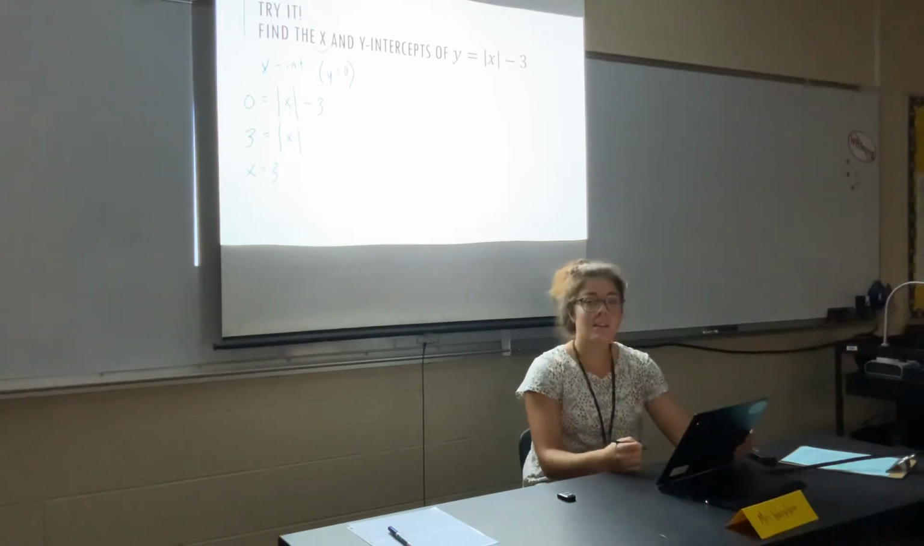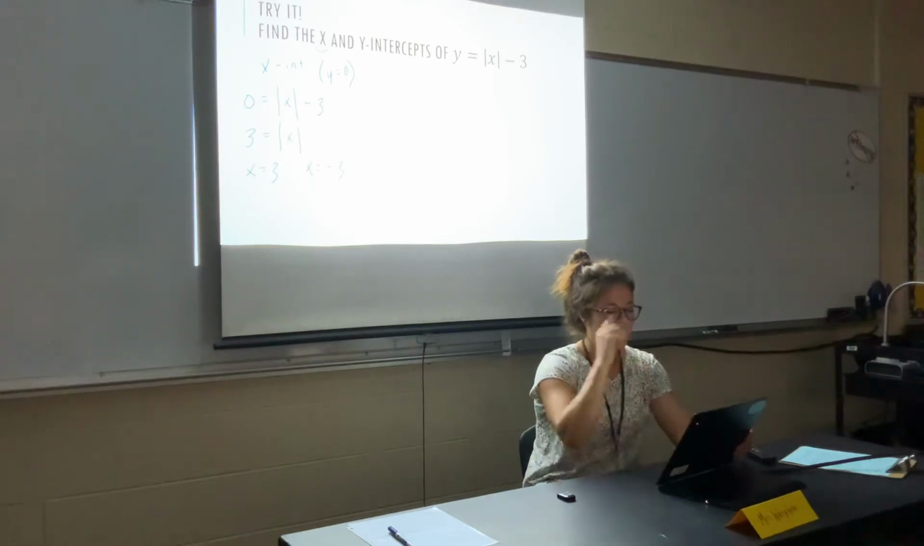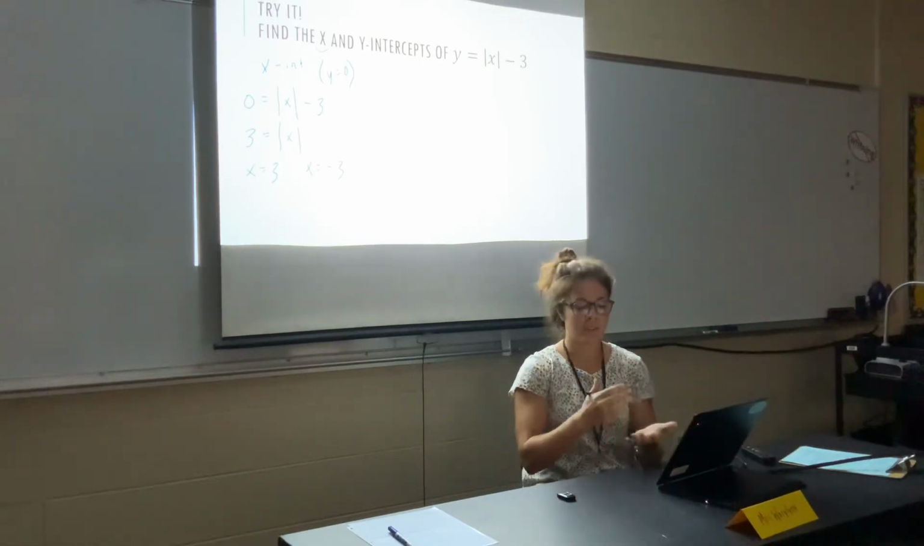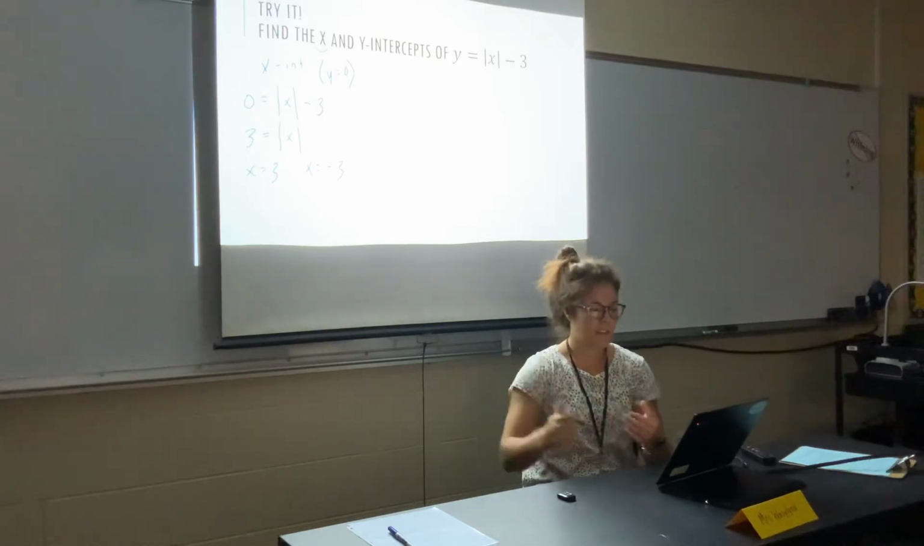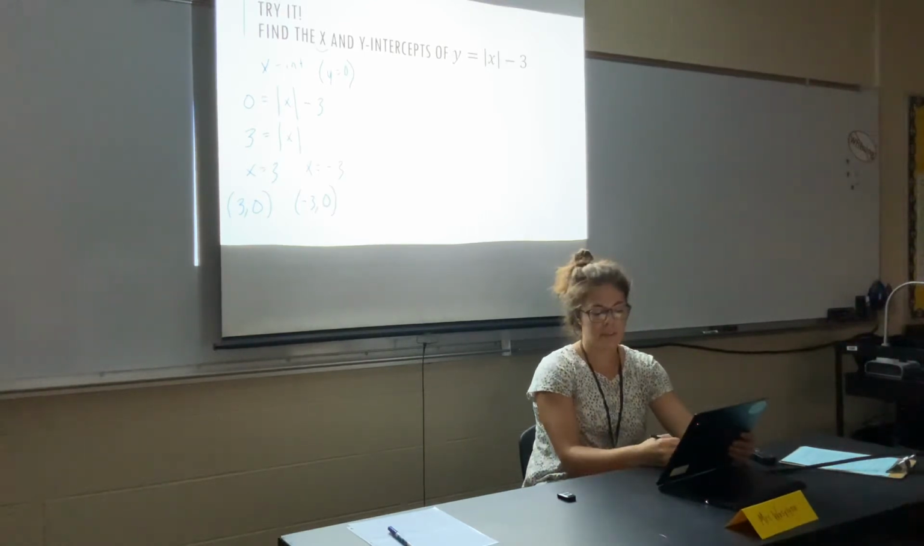That's also true if x equals -3, because the distance of -3, picture a number line, from 0 is still just 3 units. So we really have 2 x-intercepts, and I can write those coordinates with an x value of 3, a y value of 0, and an x value of -3 and a y value of 0.